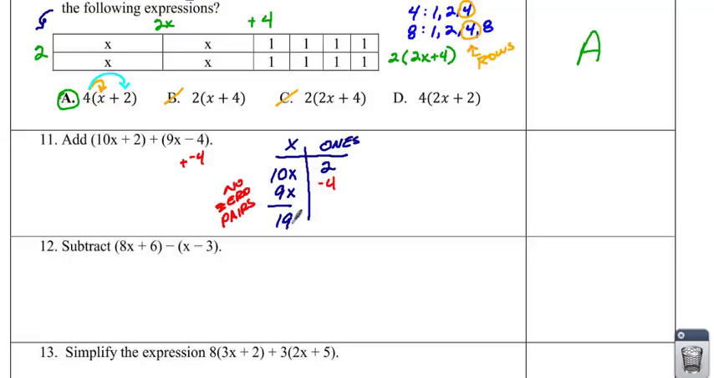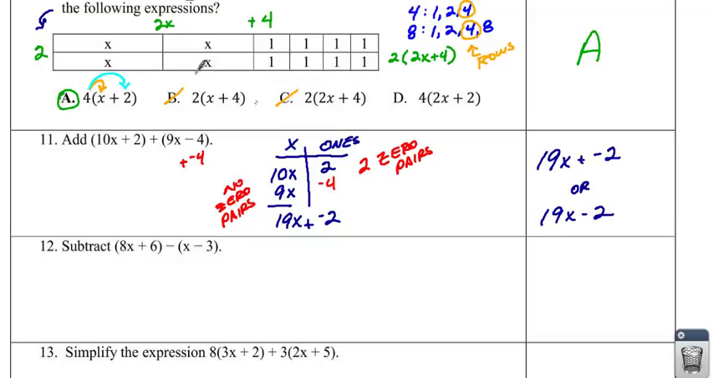And I end up with 19 x's. That's the x part of my answer. For my ones, I've got 2 positives and 4 negatives. So that means there are 2 0 pairs. And when you add the 2 positives to the 4 negatives, you get -2. So our answer, we're going to have 2 possible answers here. We have the same answer written 2 possible ways. One way would be 19x plus -2, or you could have 19x minus +2. These 2 answers are both the same amount, just written slightly differently.